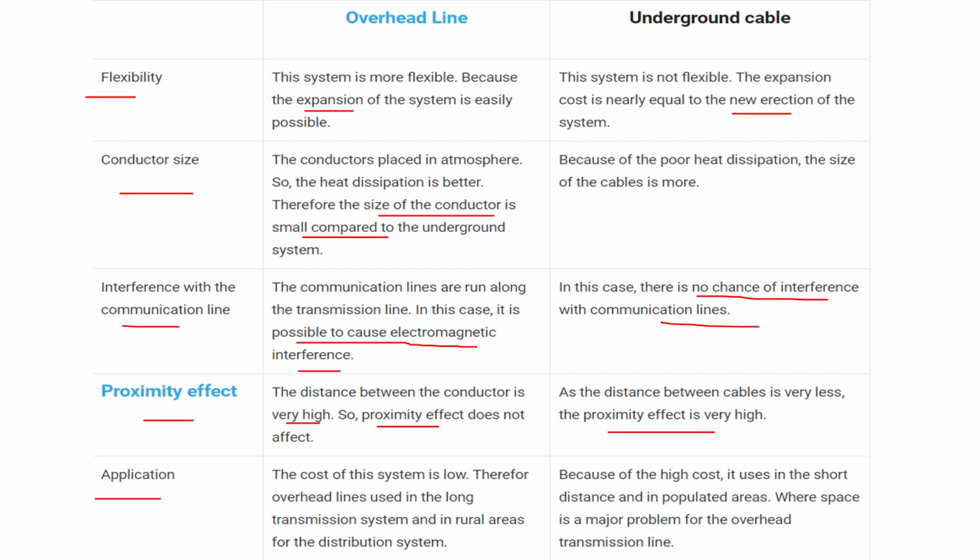From the point of view of application, the cost of this system is low, therefore overhead lines are used for long transmissions and for distribution in rural areas. But because of the high cost of the underground system, they are only used for short distances and in populated areas where we cannot use the overhead transmission line. So where space is a main problem, there we use underground cables instead of the overhead system.